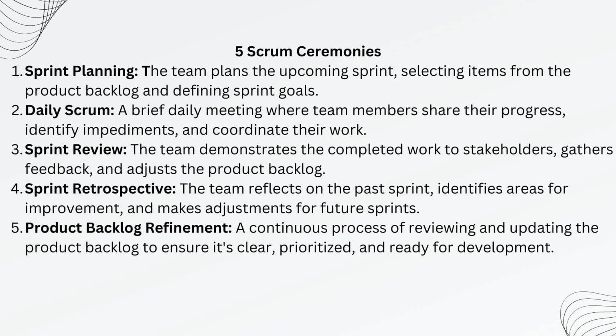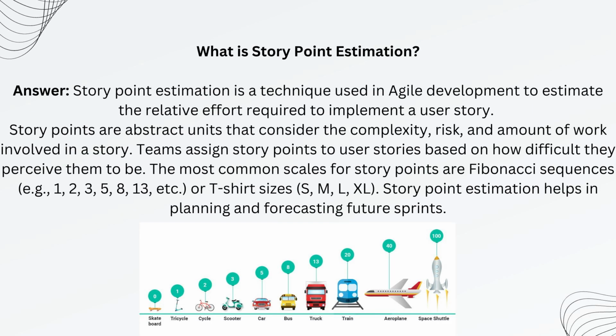Sprint review. The team demonstrates the completed work to stakeholders, gathers feedback, and adjusts the product backlog. Sprint retrospective. The team reflects on the past sprint, identifies areas for improvement, and makes adjustments for future sprints. Product backlog refinement. A continuous process of reviewing and updating the product backlog to ensure it's clear, prioritized, and ready for development. What is story point estimation?